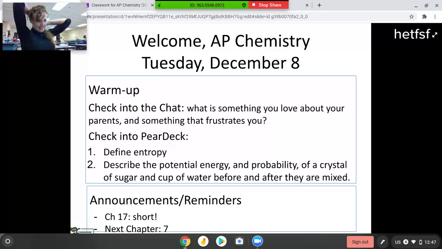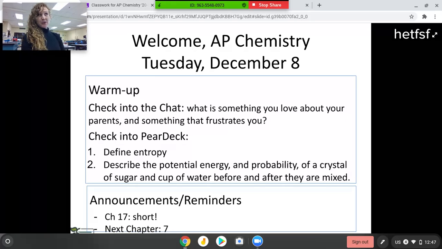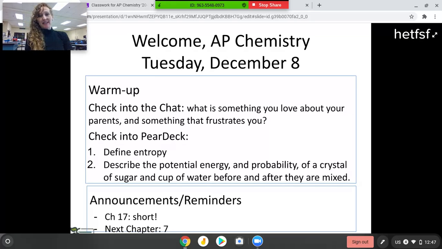Okay, so I see some good definitions of entropy. Yes, it's the measure of disorder in a system. Some measurements of entropy can predict spontaneity. Not all of them can. There's 3 different types of entropy, and only one of them can predict spontaneity. Can anybody tell me what the 3 types of entropy are?